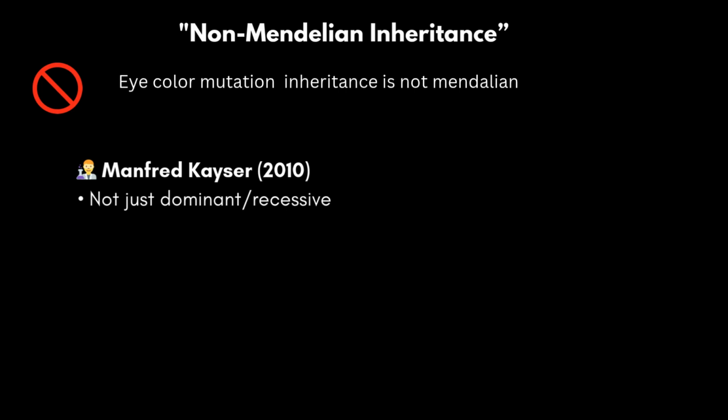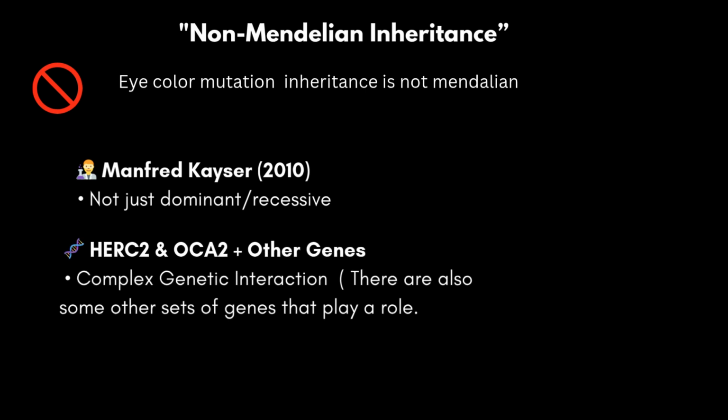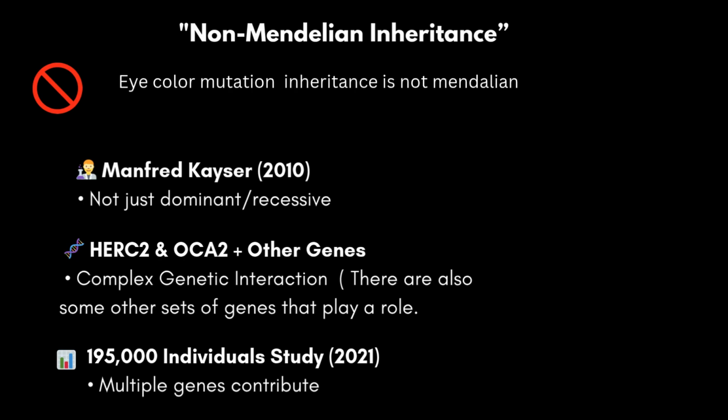But in reality, it's more complex. Eye color is made from the two main genes, HERC2 and OCA2, but also some other sets of genes play a role here. Also, to prove that this is not Mendelian law at all, in 2010, the study of Manfred Kayser in the Netherlands proves to us that not always, just because brown eyes are dominant, after meeting with blue eyes, still it appears to be blue eyes.